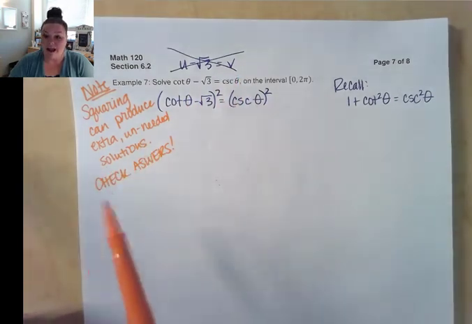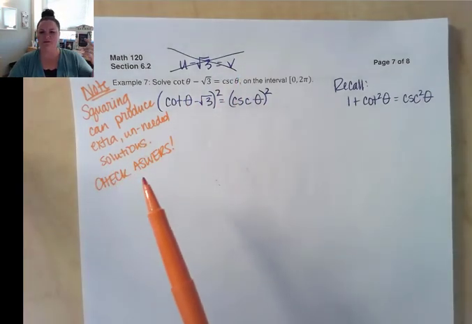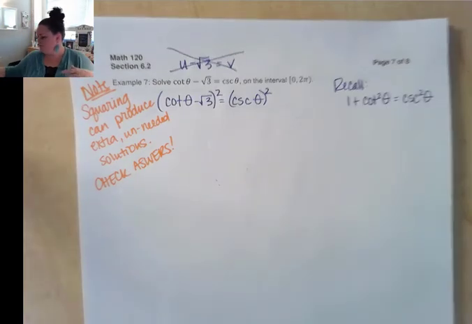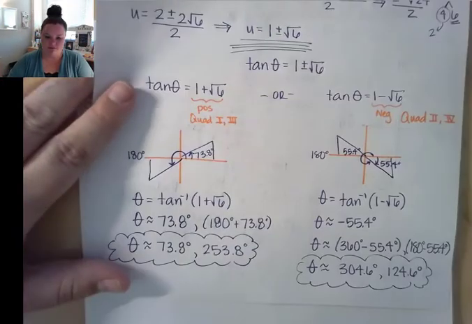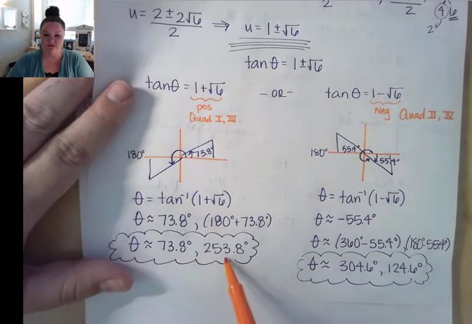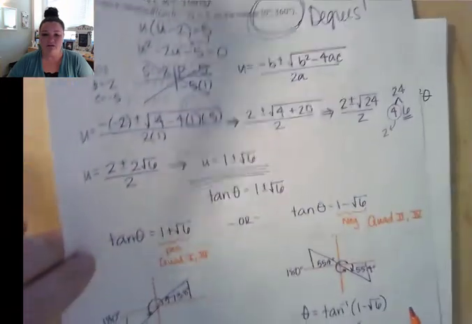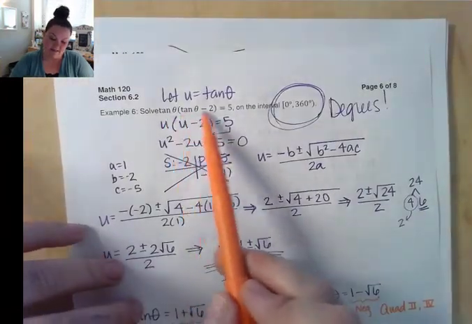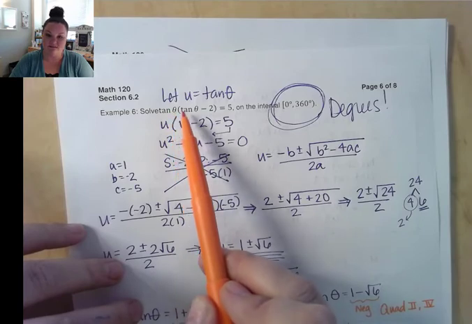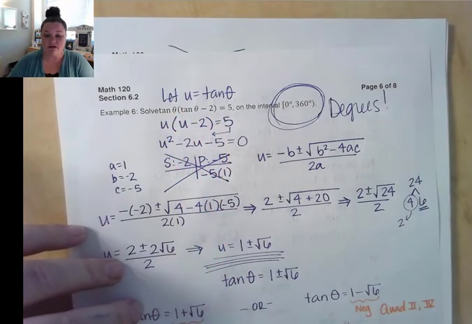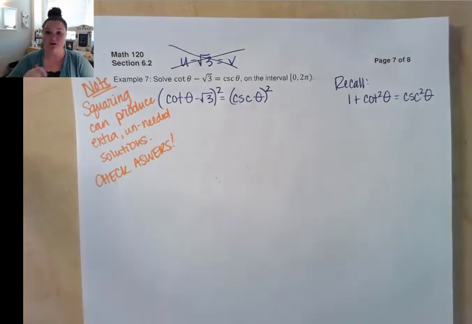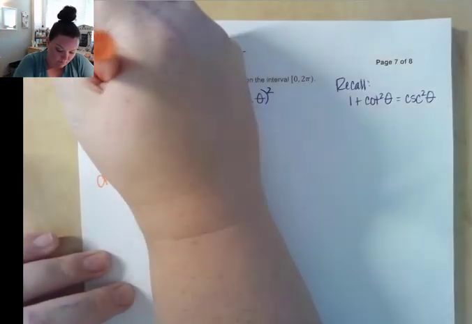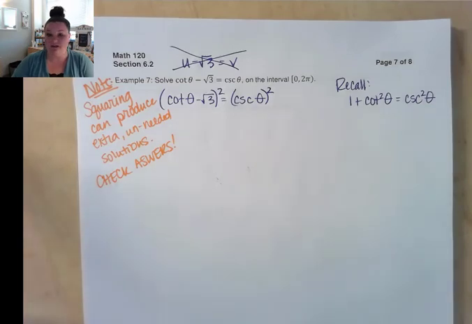Like once we know what our angle is, like on the last one, I don't remember the last one. Here we go. So on this one we said, okay, well it's 73.8, it's 253.8, it's 304.6, it's 124.6. We could check all of those by just plugging them back into this, and we could take the tangent of the angle times the tangent of the angle minus 2 and see if it equals 5. So that's what we're going to have to do here: whatever answers we get, we're just going to check them back in the original equation to make sure they work. And it's really only a problem when we create extra answers by squaring.